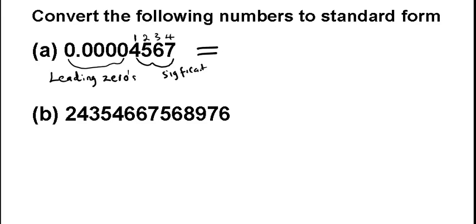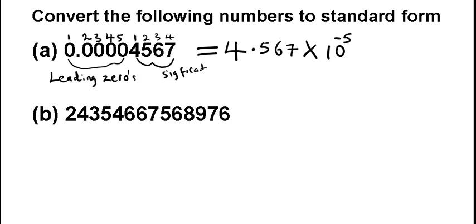Then we write 4. Then you put your decimal point. Then you complete the remaining significant numbers, which are 5, 6, 7. Then you write times 10 raised to power. You now come back to the leading zeros. Count how many leading zeros you have: 1, 2, 3, 4, 5. That means it is negative 5.